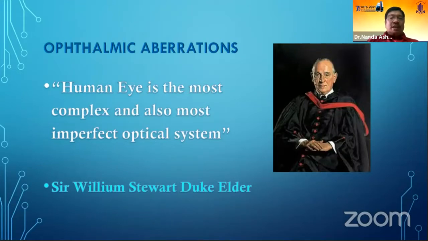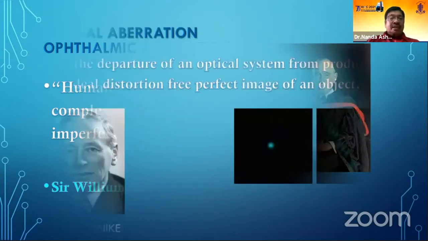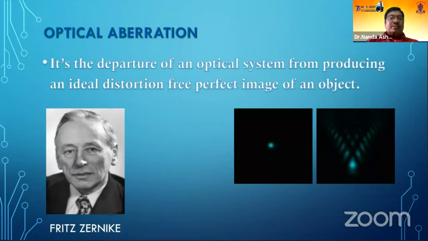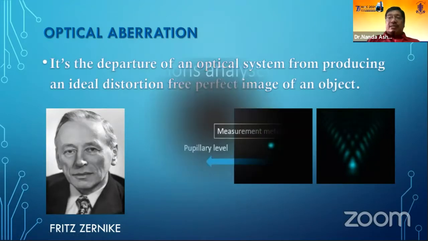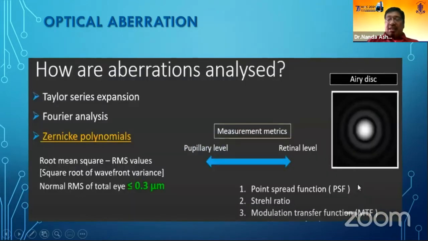The human eye is the most complex and most imperfect optical system. This was a statement of Sir Duke Elder. Dr. Zernike said, optical aberration is the departure of an optical system from producing a sharp image. So aberration can be analyzed most commonly by Zernike polynomial, and it is expressed in root mean square. It is measured either by point spread function or by modulation transfer function.